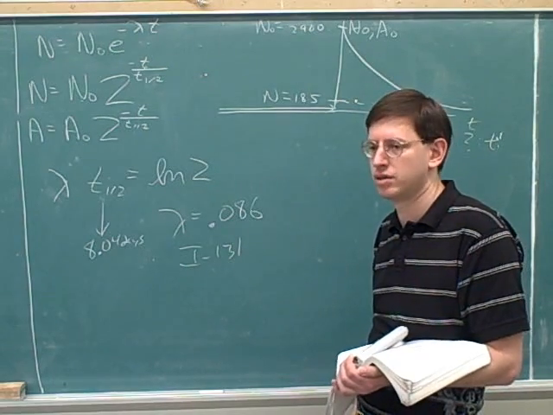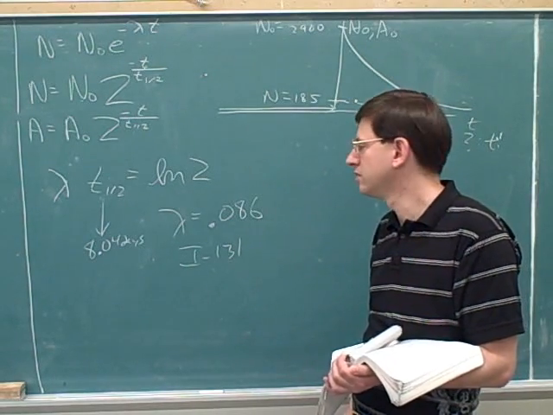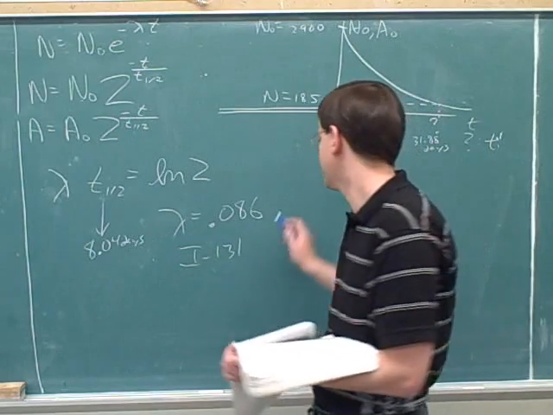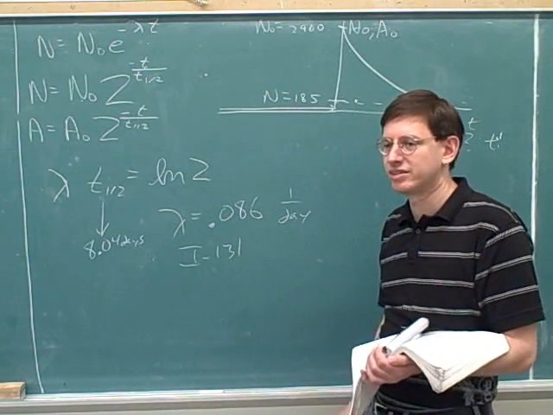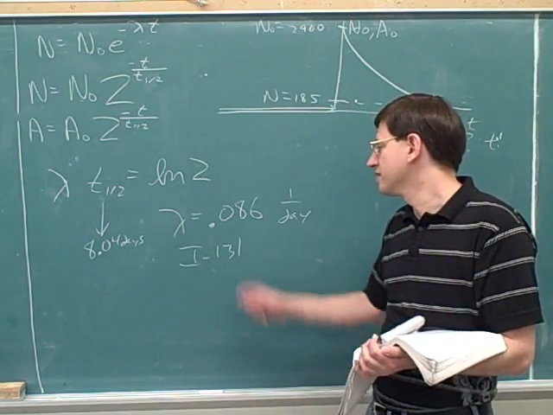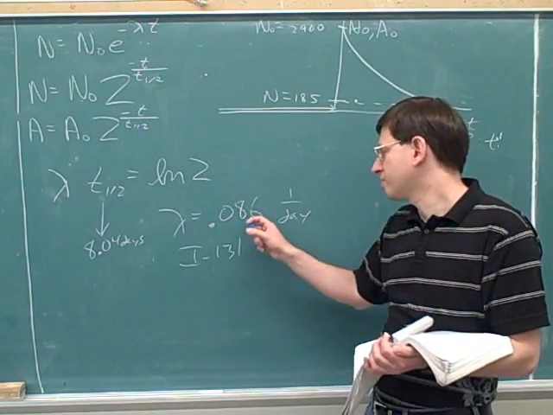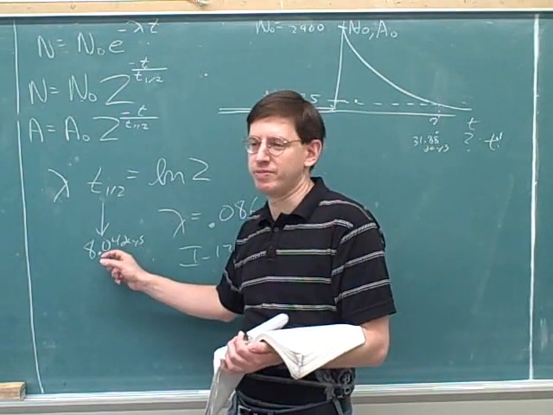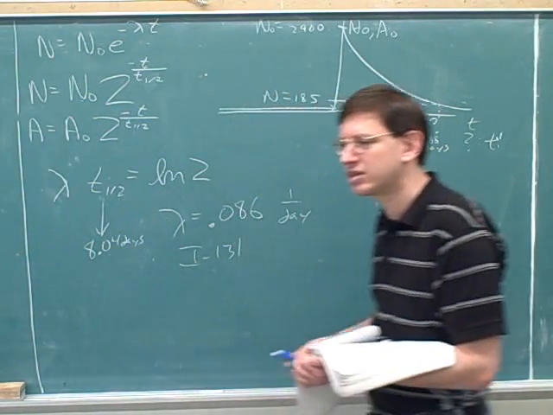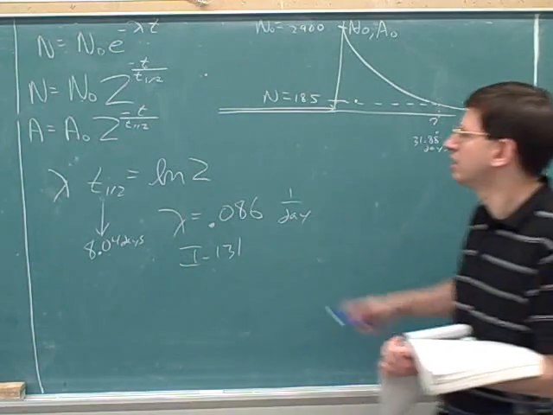It's 8.6% is decaying per day. Per day, because we're working with days here. That's right. So this is really percent decay per day. This means each day about 8.6% are decaying, and this means it takes about 8 days for half of them to decay. Two ways of giving the same information.